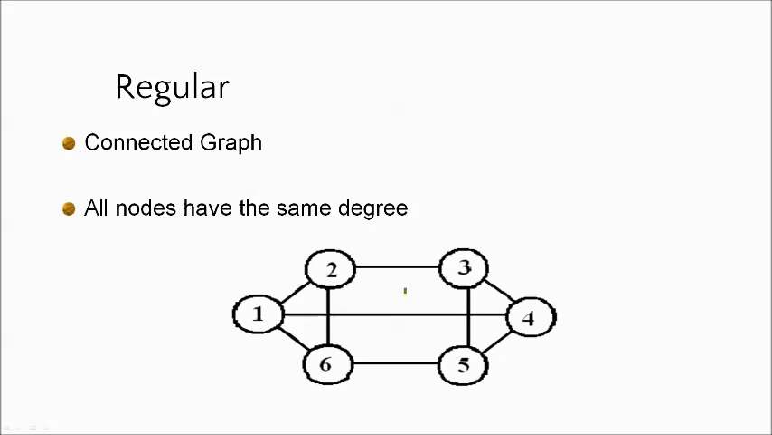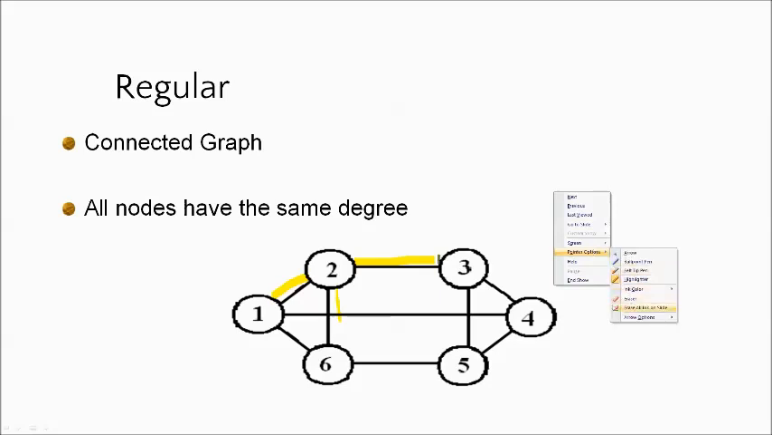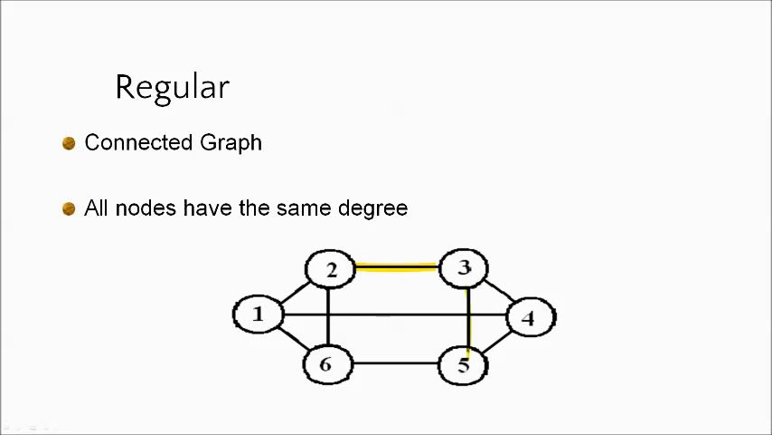Next, regular. We have the connected graph where all nodes have the same degree. When you say same degree, for example, from vertex 1, I have 1, 2, and 3, so a degree of 3. Next, let's check 2: 1, 2, and 3, same degree. Let's check 3: 1, 2, 3. Okay, so equal.